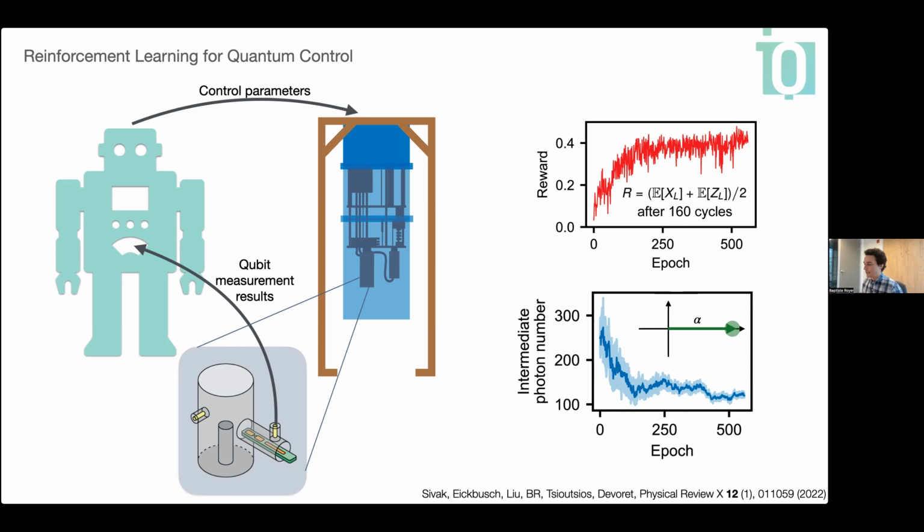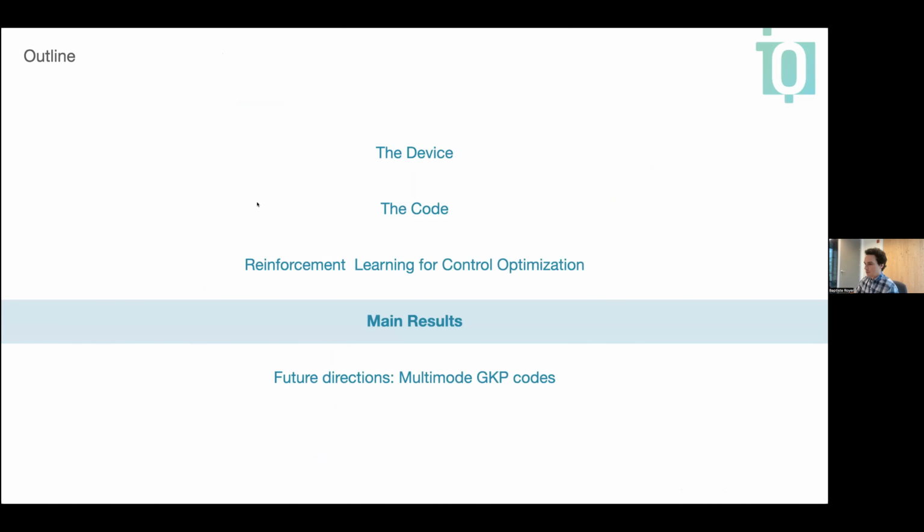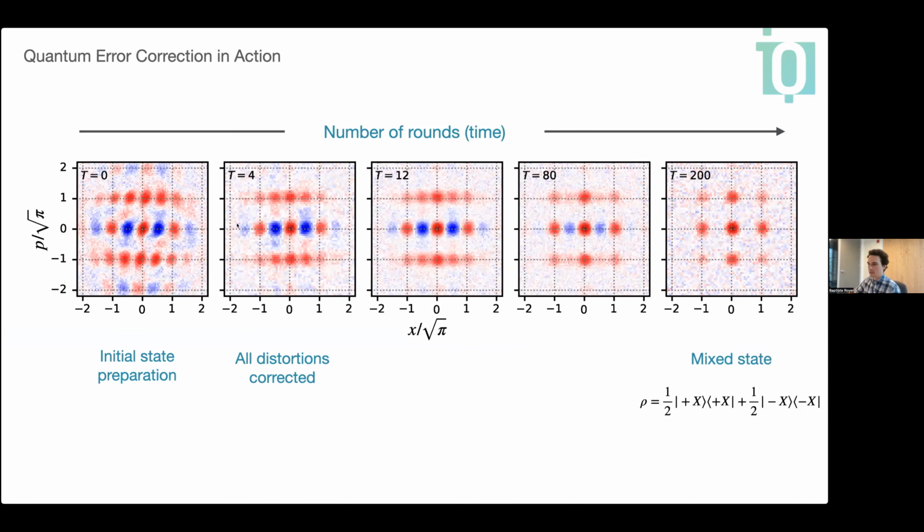And our initial guess for what was optimal was not good, and the agent consistently learned to make us go slower, and so reduce the pump. Yeah, turns out it was better. So I can go on to the main results of what we got.